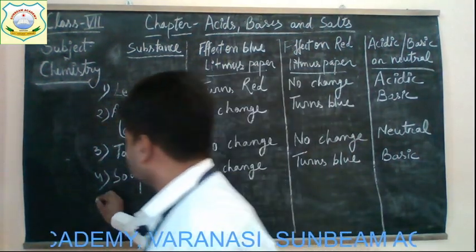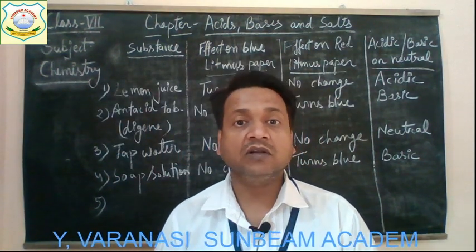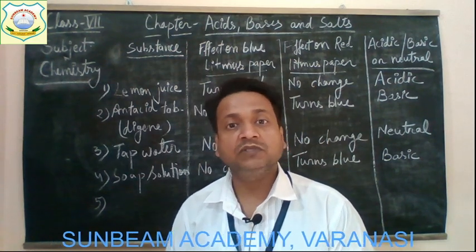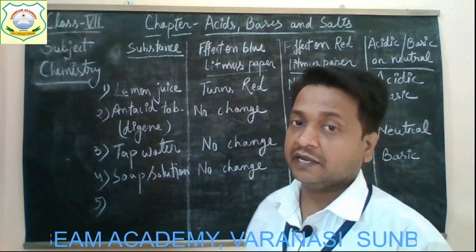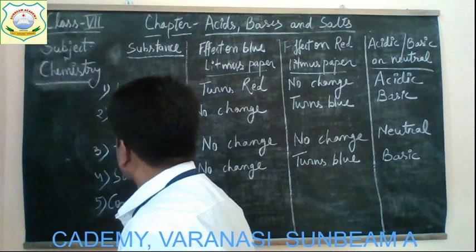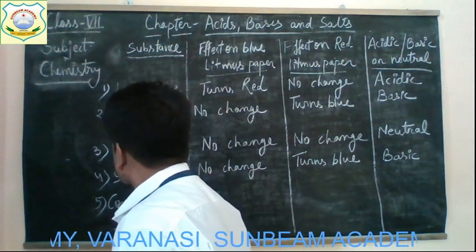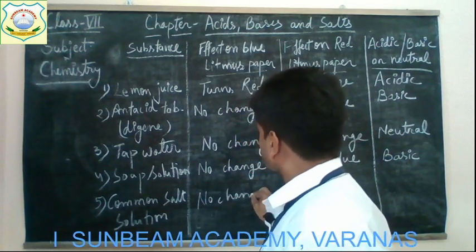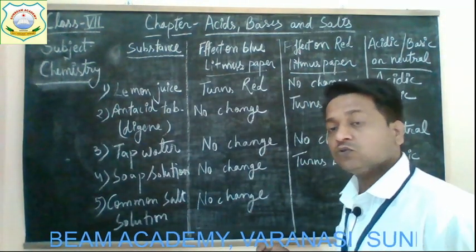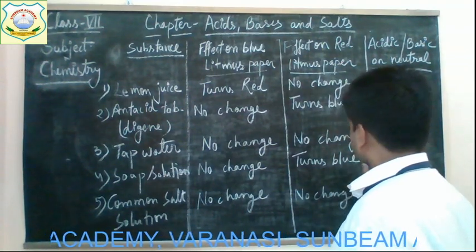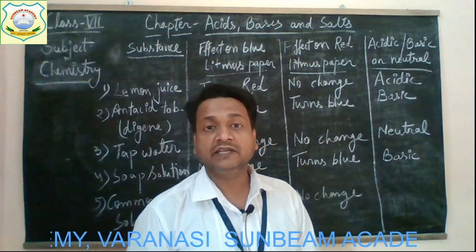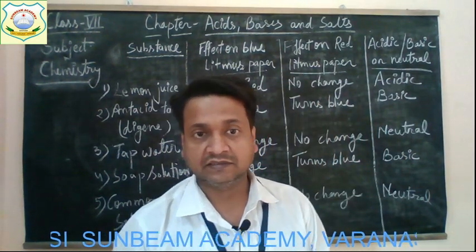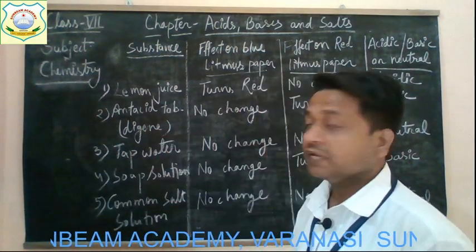Understood children? Now the next substance is common salt solution, the common salt which we use to eat. Take a spoon of salt, dissolve it in water and prepare the salt solution. Now put a drop of this solution one by one on blue litmus paper and red litmus paper. You will observe that when the common salt solution is put on blue litmus paper, no change occurs. And when the drop is put on red litmus paper, also no change is observed. So this also indicates that the nature of common salt solution is neutral. It is neither acidic nor basic. Understood children? These are the examples. Now I'm going to take some more examples.